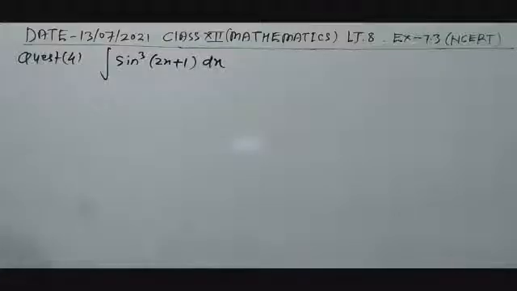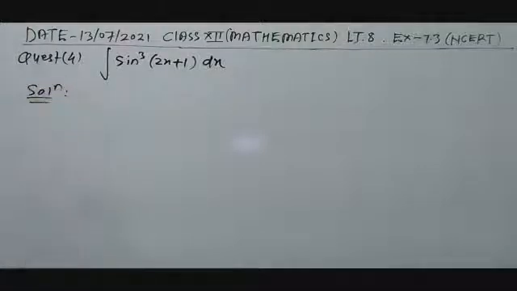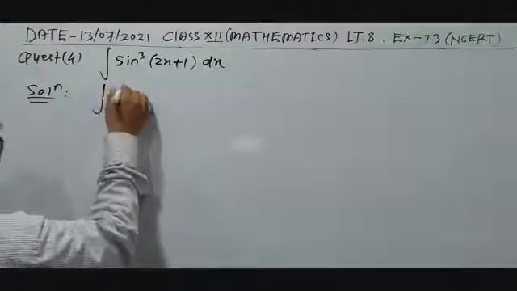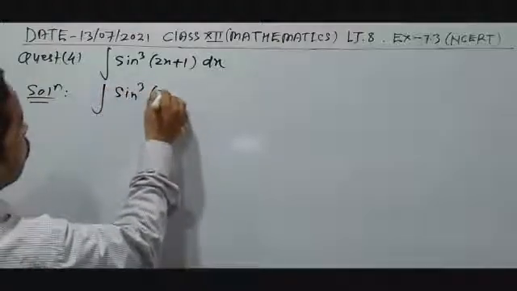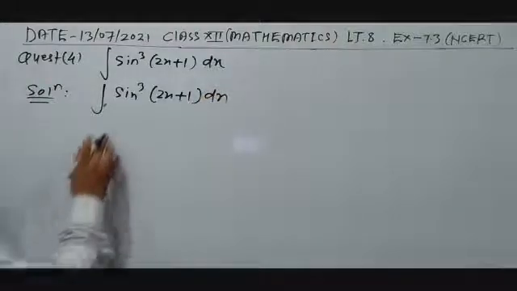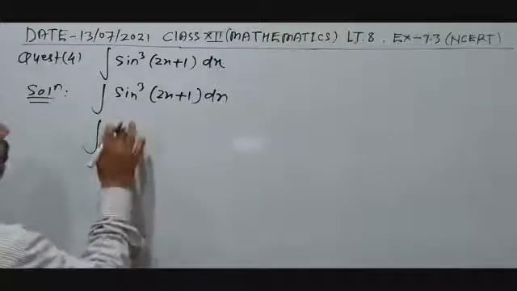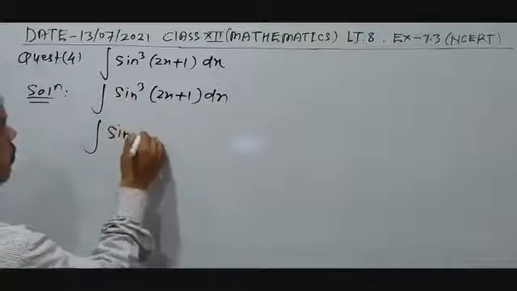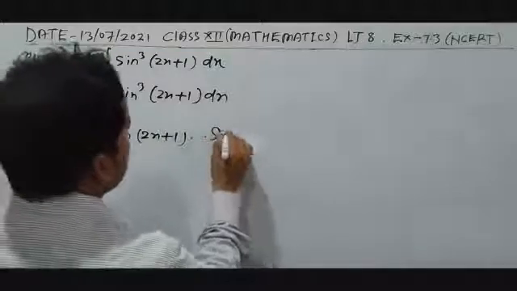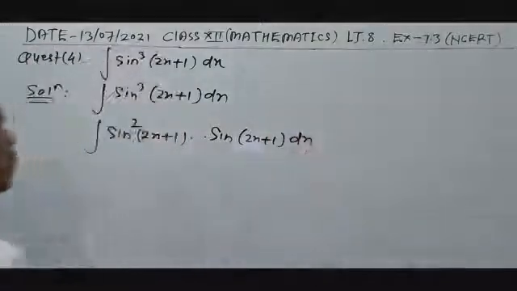Now come to question number 4. Question number 4 is integration over sin cube of 2x plus 1. First of all, write the integral part: sin cube of 2x plus 1 dx. Now we can write this expression as sin of 2x plus 1 into sin square of 2x plus 1, that is sin of 2x plus 1 into sin of 2x plus 1 dx.